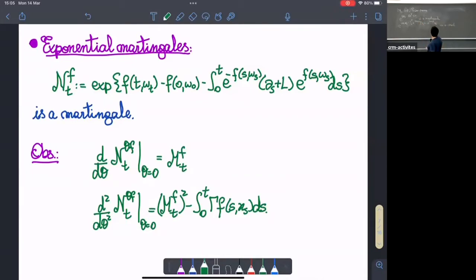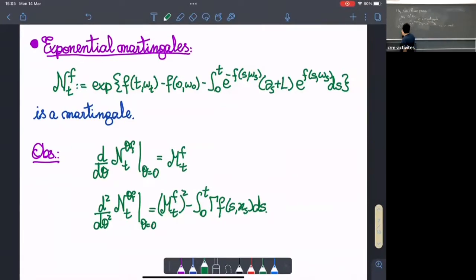Let me see what is the formula. So you derive and you take the derivative. It's probably something like, I don't know, but you have to do the computation. But the point is that from a Poisson process, you can compute these martingales.